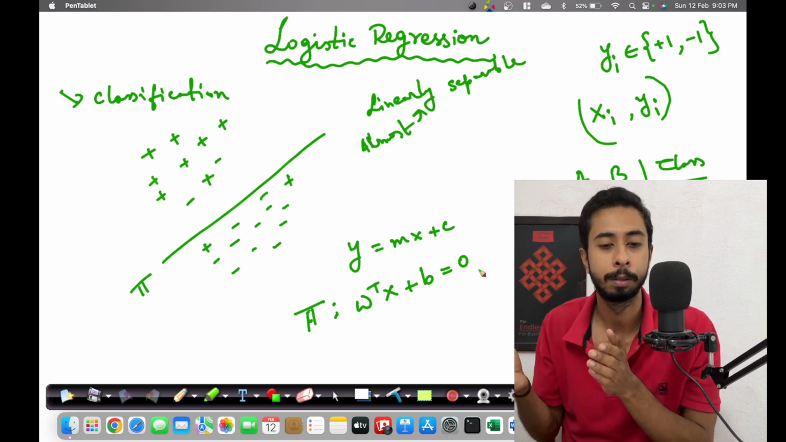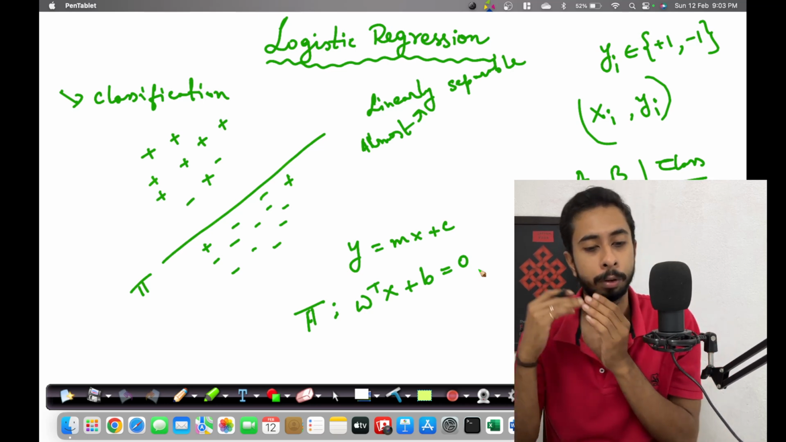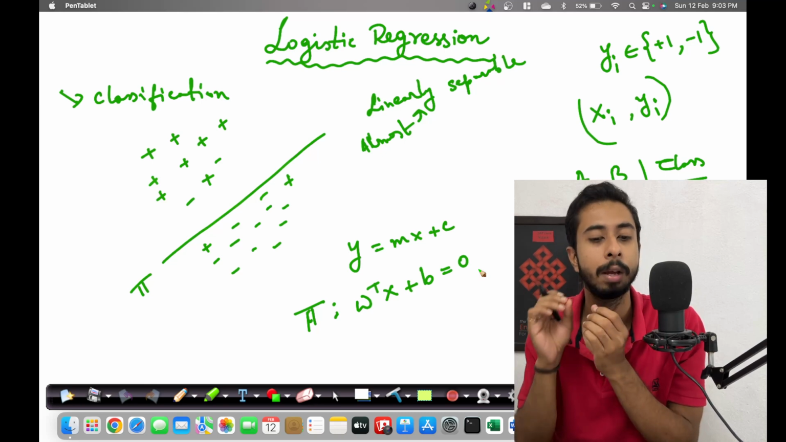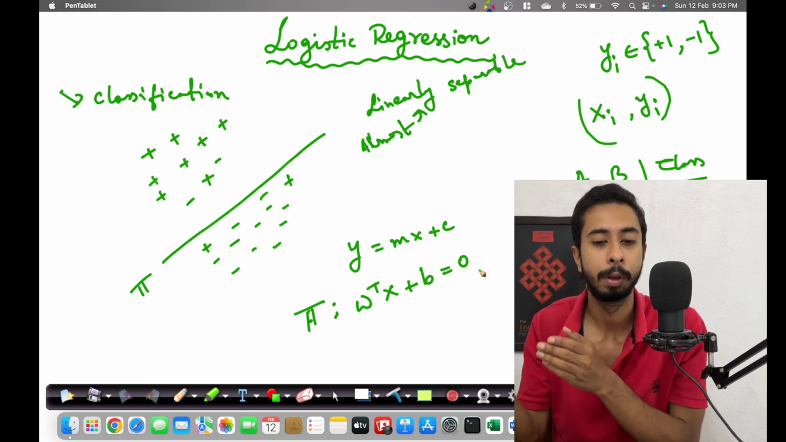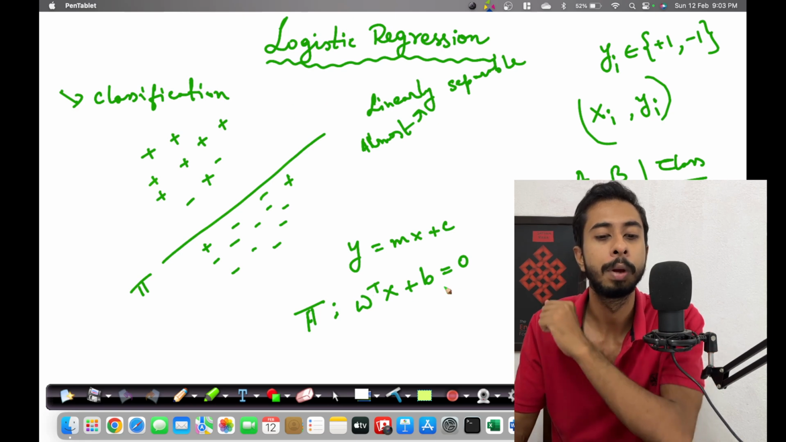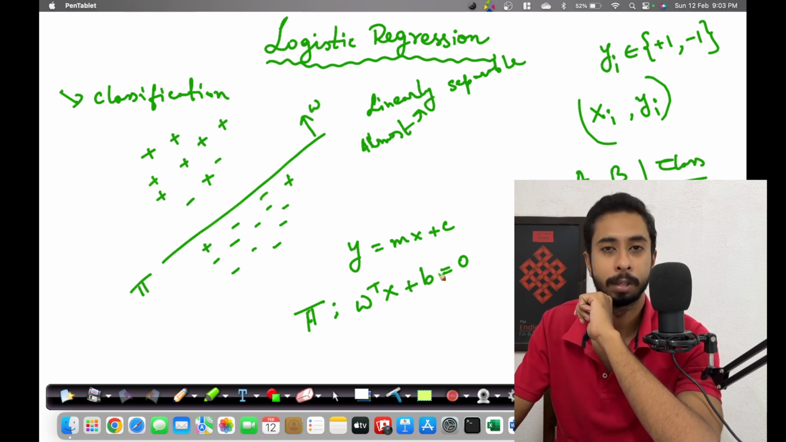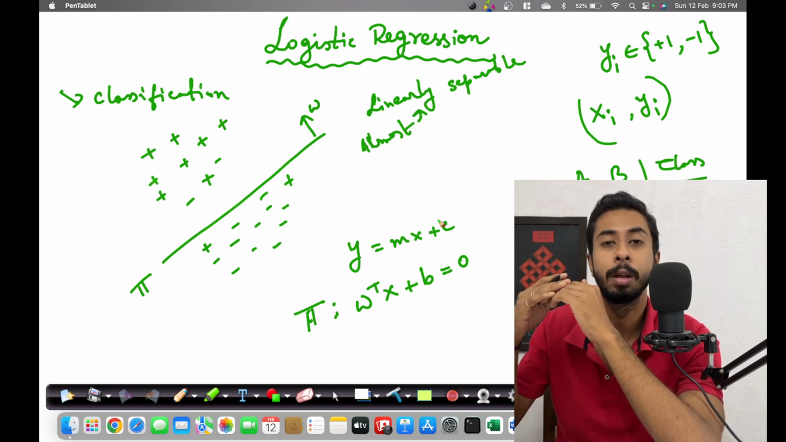This is from linear algebra, right? W transpose x are the points which are provided, and b equal to 0. So what is w and b? W is nothing but the normal to the plane. Okay, this is w, and b is nothing but the intercept, that is, how distant it is from the origin.